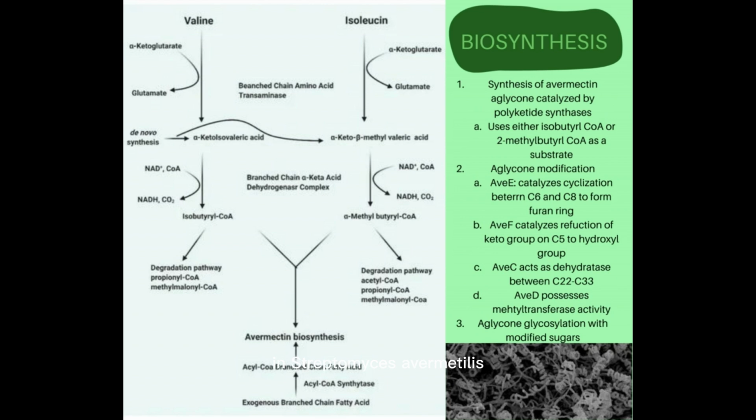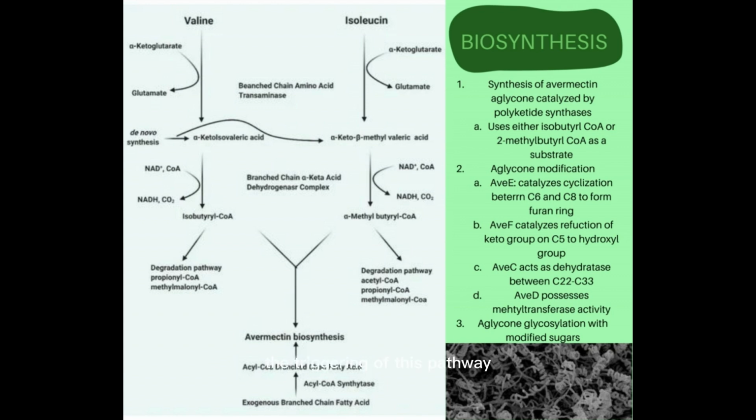In Streptomyces avermitilis, avermectin is synthesized through a complex pathway. It begins with the synthesis of avermectin A-glycone, catalyzed by polyketide synthases. The A-glycone is then modified. The most important step in this modification depends on whether AvC and AvD genes act, which determine the A or B and 1 or 2 series. Finally, the A-glycone is glycosylated with sugars.